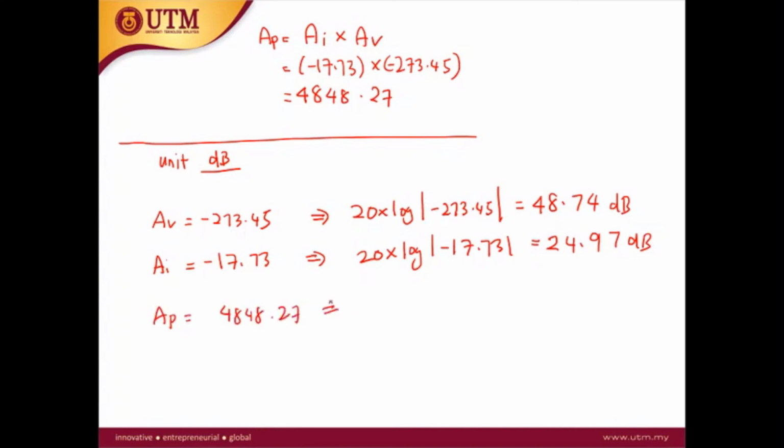As for the power gain, which is 4848.27, the equation for the power gain is 10 times log 4848.27. So here the answer is 36.86.